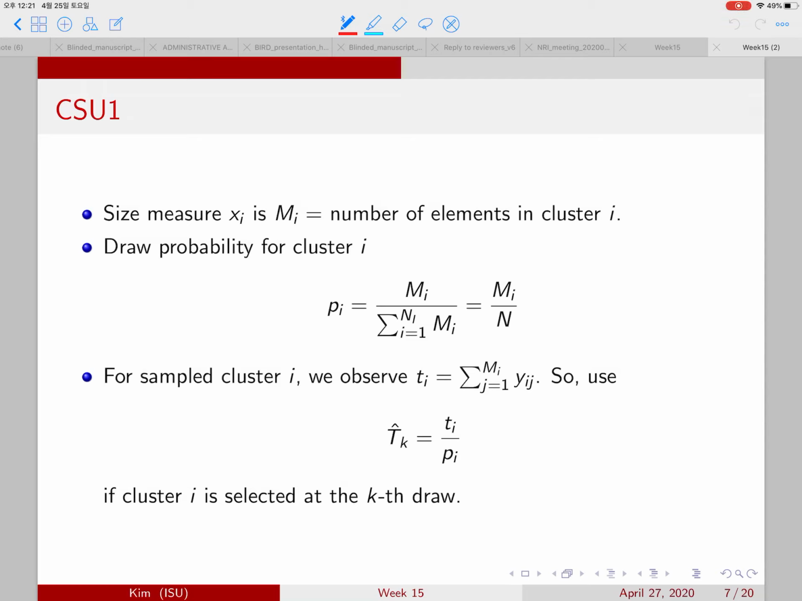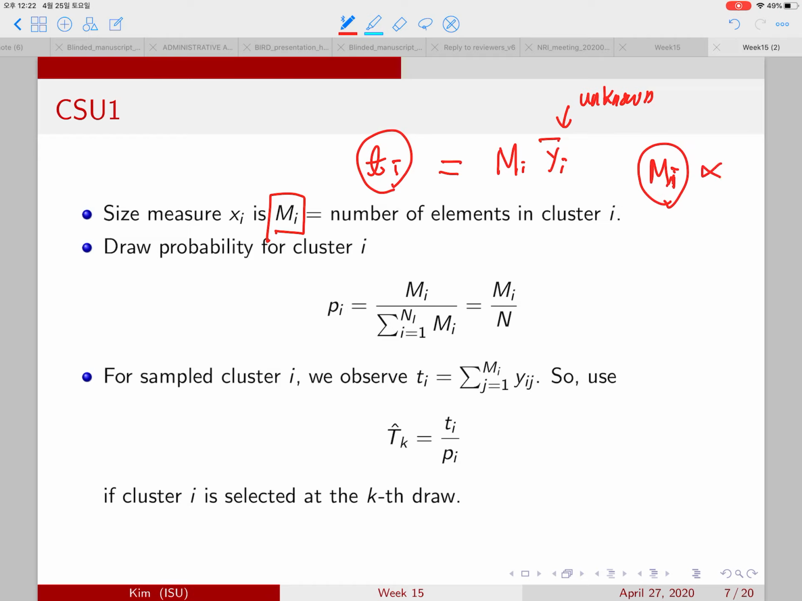Now we are going to use PPS sampling to select the clusters in cluster sampling. A natural choice of the size measure is M_i, because a good size measure should be proportional to P_i, right? And T_i is equal to M_i times y-bar_i, and y-bar_i is unknown. So if you choose M_i, then we believe that M_i is proportional to T_i.